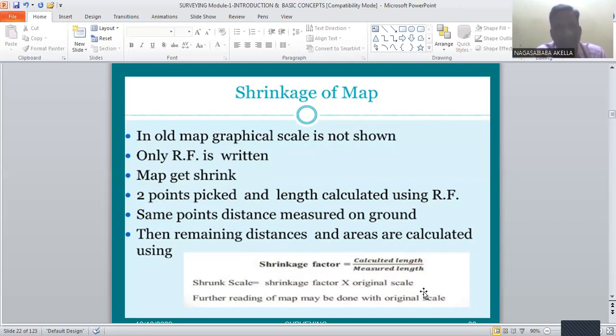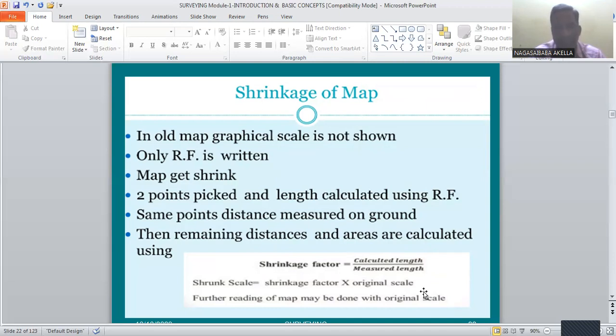So on the map, whatever the map gets shrunk, you pick two points, and the length between the two points is calculated with the help of the RF value, because in the old maps they used only the RF value. So with the same RF, you have to calculate the length for the two points. Then the same points' distance is measured on the ground. Wherever you plotted the drawing, the same points you measure on the ground. Then the remaining distances and areas are calculated.